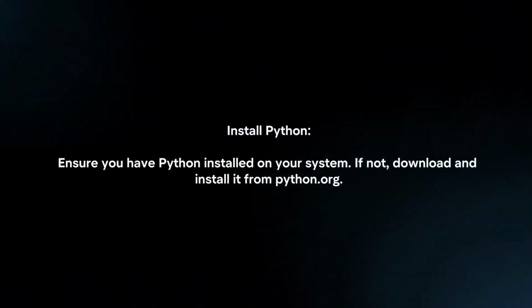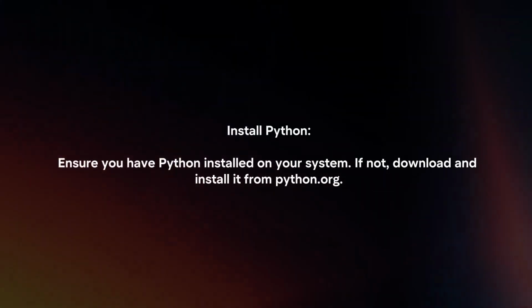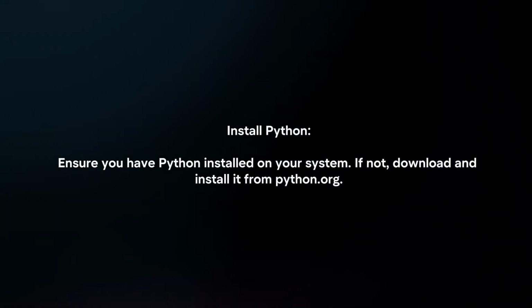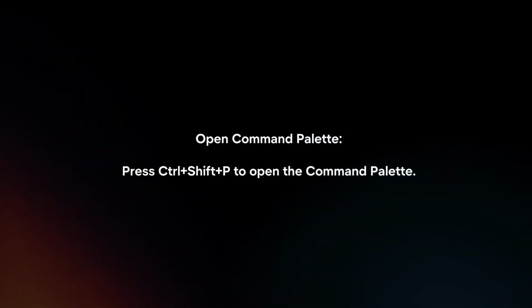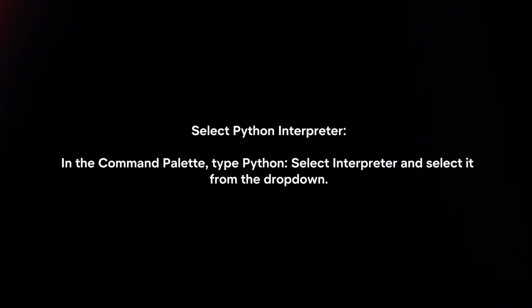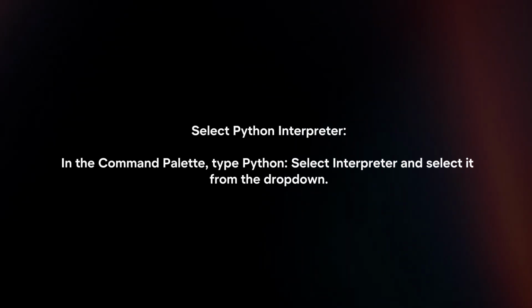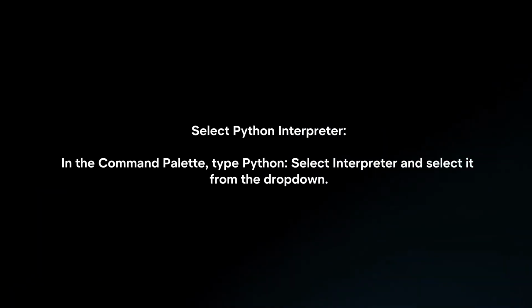Install Python. Ensure you have Python installed on your system. If not, download and install it from python.org. Open Command Palette. Press Ctrl+Shift+P to open the command palette. Select Python Interpreter. In the command palette, type Python, select Interpreter, and select it from the drop-down.